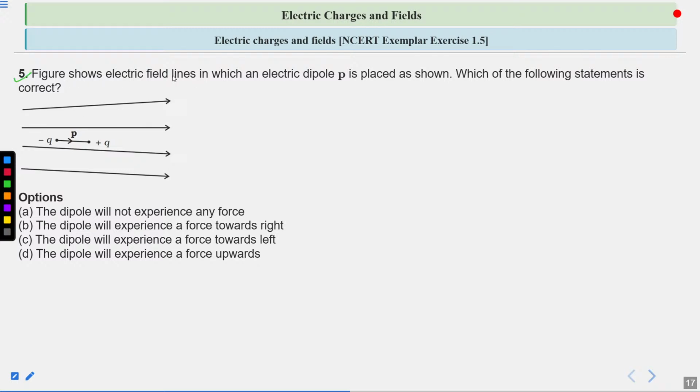Figure shows electric field lines in which electric dipole P is placed as shown. So there is an electric dipole. Which of the following statement is correct? Option A is the dipole will not experience any force. Option B, the dipole will experience a force towards right. Option C, the dipole will experience a force towards left. And option D, the dipole will experience a force in upward direction. So which option is correct? Please think about it.